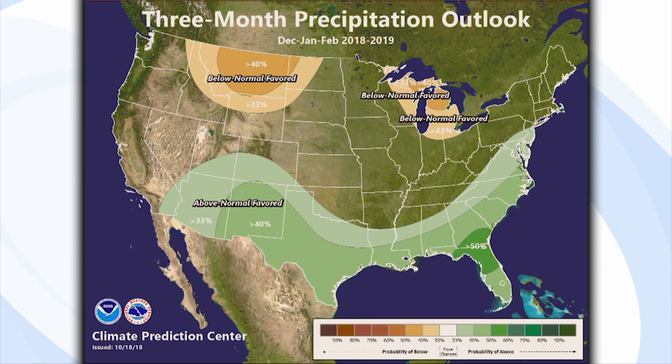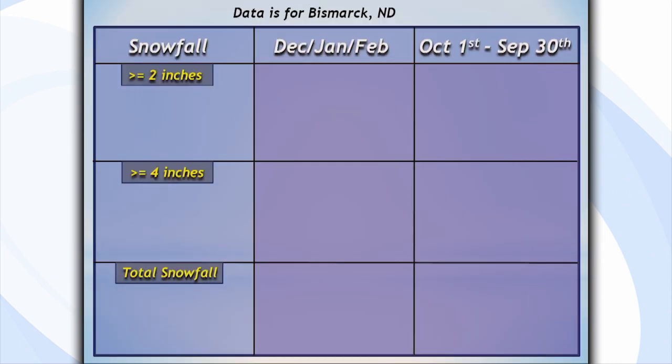But for right now, there's not a good message. However, we did do a local study here in Bismarck, and we found out some interesting things. So the next graphic shows you the number of days in Bismarck for a 3-month period, our winter season, December, January, and February, and also for our yearly snowfall.